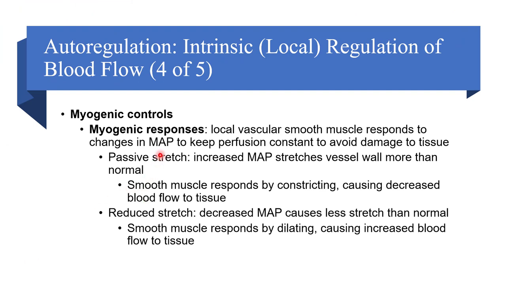Okay, now let's take a look at myogenic controls. In myogenic responses, local vascular smooth muscles respond to changes in mean arterial pressure to keep the perfusion of blood into the tissues constant, to avoid damage to the tissue in question.